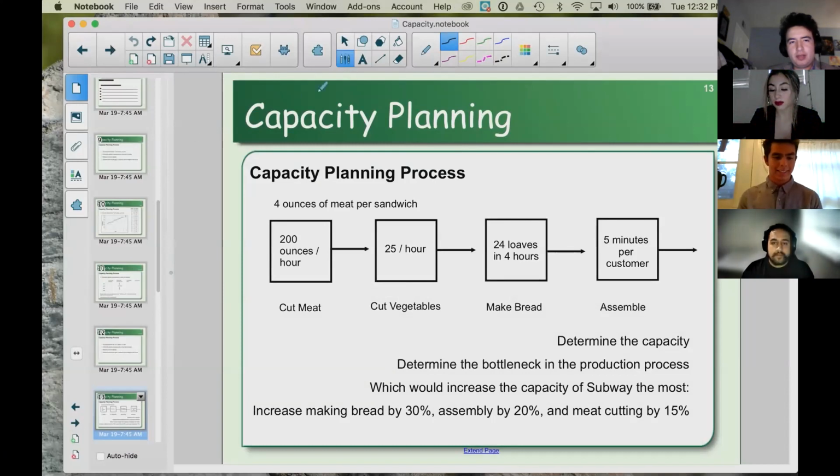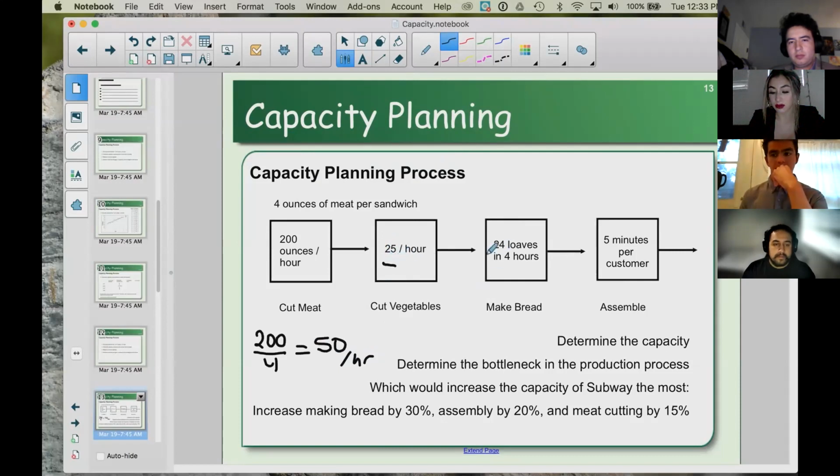So let's look at the amount we could produce in an hour. Notice that we can cut 200 ounces of meat in an hour. And let's assume there are 4 ounces of meat per sandwich. So if we take those 200 ounces an hour, divided by the 4 ounces per sandwich, we find that in terms of meat cutting, we can make 50 subs per hour. Now, when it comes to cutting vegetables, we can cut for 25 sandwiches per hour. I don't have to do a calculation.